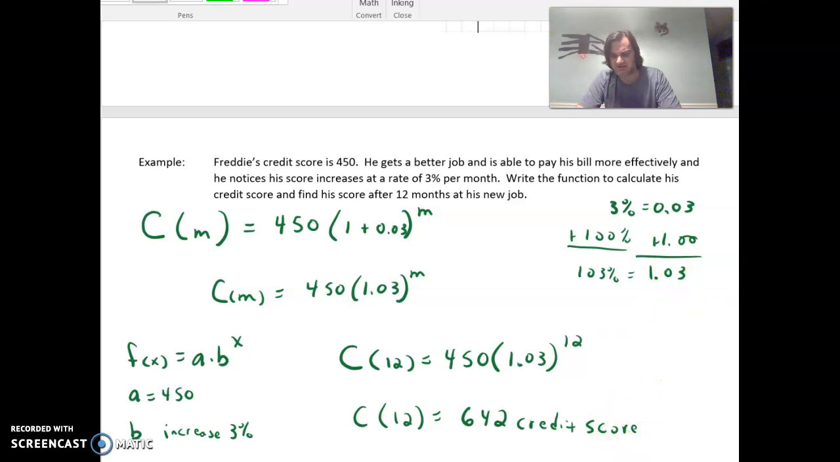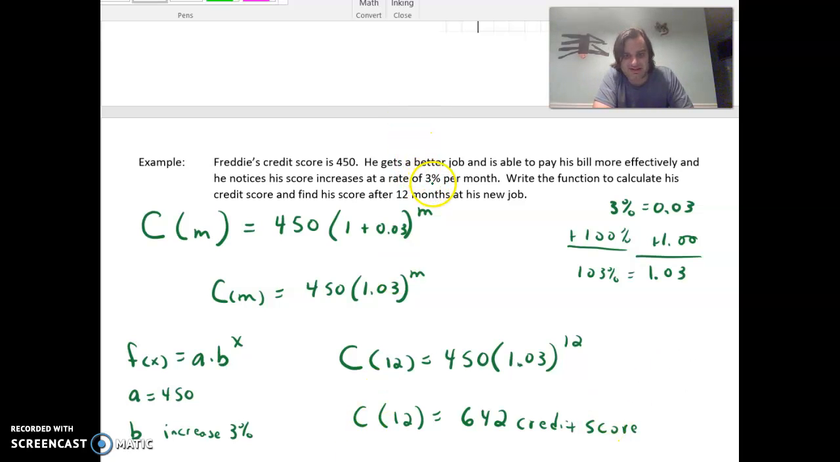So let me just throw this out there. If we did just 0.03 raised to the 12th and then multiplied that by 450, I get an extremely small number. My calculator won't even display it. And if I do 3 raised to the 12 and multiply it by 450, I get basically 24 million. So his credit score went up way too much if we did it that way. So just keep that in mind.